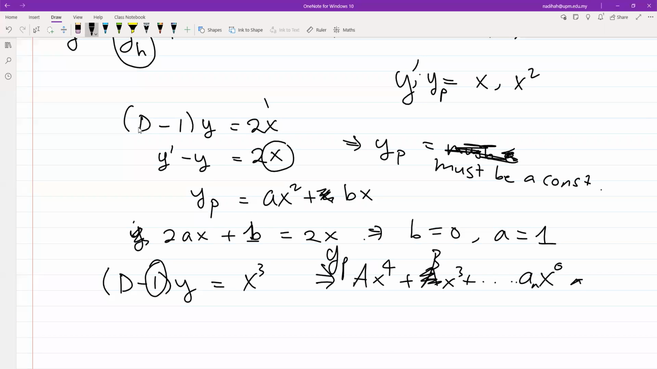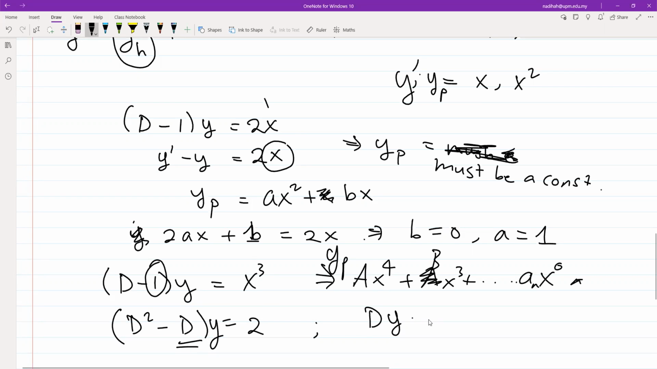Bila masa saya nak guna yang satu lagi, contohnya kalau saya ada d squared minus d equals to x equals to 0, equals to constant. Let's say the same thing, which is 2. Kalau ada 2. Okay, so maksudnya apa? Maksudnya dy, derivative of y, tengok yang last part, derivative of y yang kat sini, sama dengan 2. So maksudnya apa? Maksudnya kalau saya nak cari ni, y, dia mesti 2x. Supaya dia ni tidak jadi kosong.